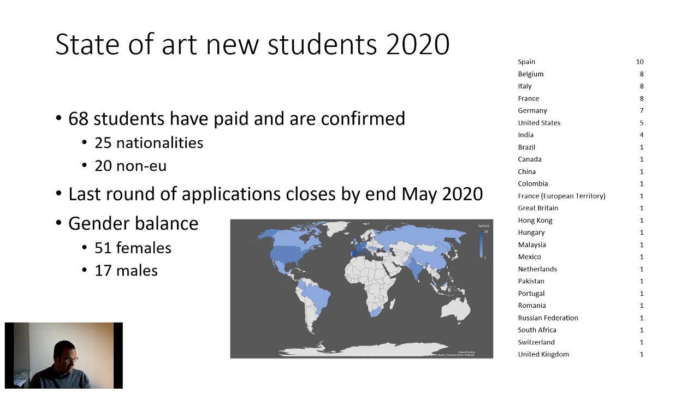If you look at nationalities, we have 25 nationalities now, of which 20 are not from the EU. The gender balance looks very good, in the sense that European regulations often say there should be enough females registering to these scientific programs, so in this sense, I think we are scoring quite well. The main countries, as you see in the table, are Spain, Belgium, Italy, France, Germany, United States, and India. These are the countries where most of the students are coming from for the moment.